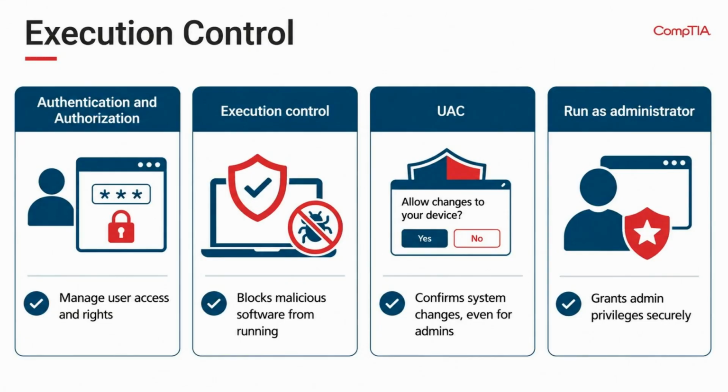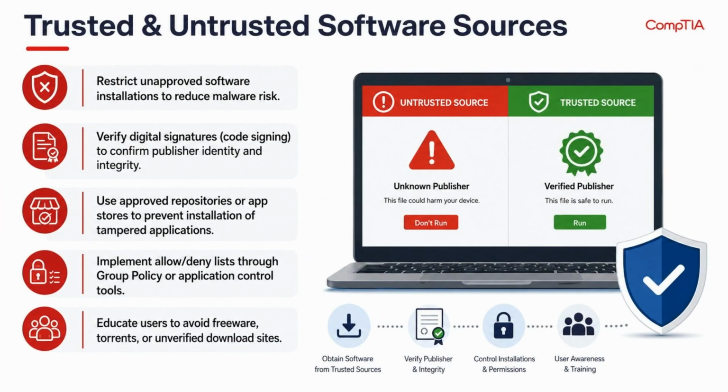Execution control blocks malicious software from running in the first place. UAC confirms system changes even for administrators, adding a checkpoint before anything potentially risky happens. Run as administrator grants admin privileges securely, only for the specific task that needs them. Restrict unapproved software installations to reduce malware risk. Verify digital signatures or code signing to confirm publisher identity and integrity. Use approved repositories or app stores to prevent installing tampered applications.